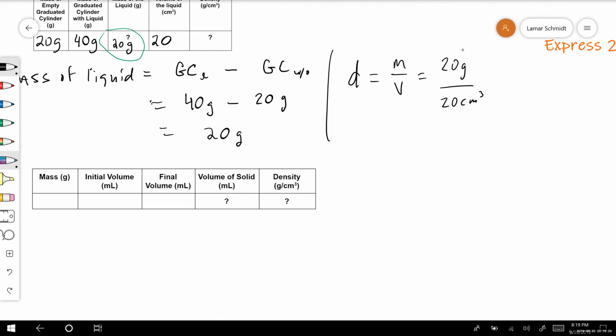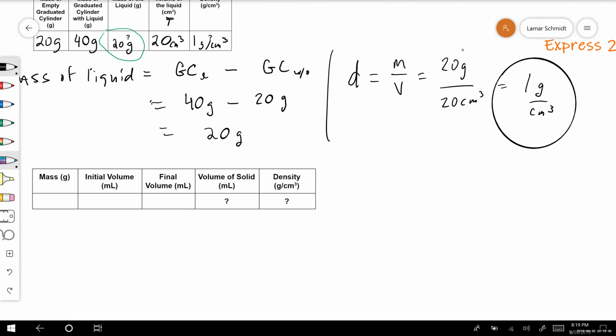And so 20 grams divided by 20 cubic centimeters. What's 20 divided by 20? Yeah, that's right. It is 1 gram per cubic centimeter. And so that is all you have to do. The answer to this is 1 gram per cubic centimeter. All right. And that's it. And if we wanted to, we could put the units here, even though it is stated right there.